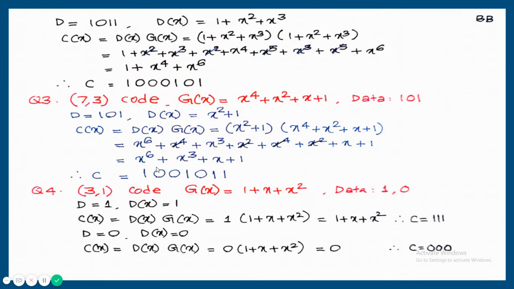That is written in terms of 1s and 0s. X raised to 6, no x raised to 5, there is no x raised to 4, x cube is there, no x square, x existing, 1 is also there.